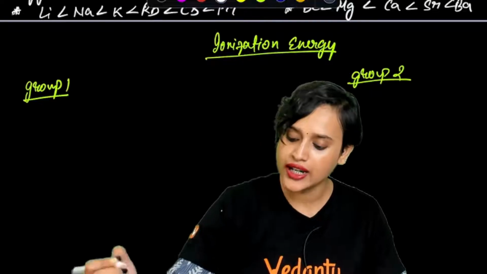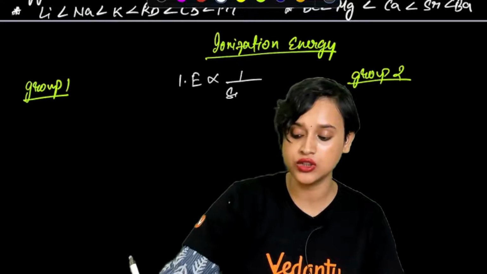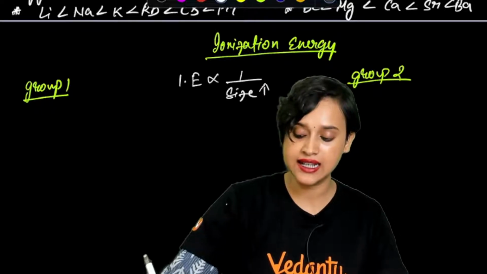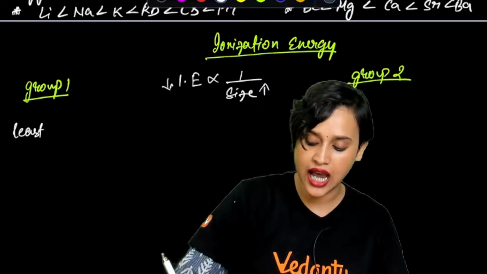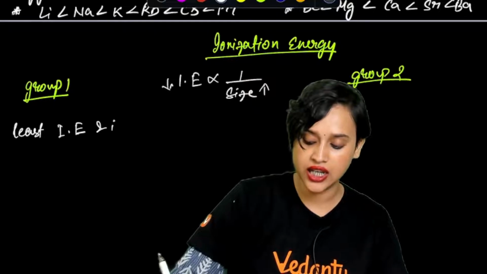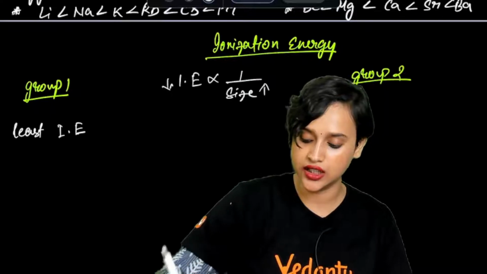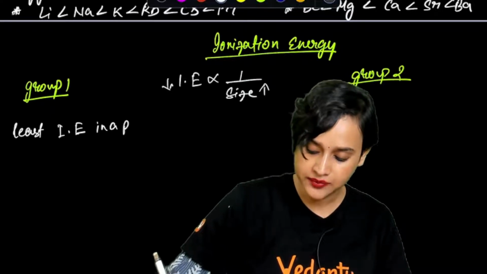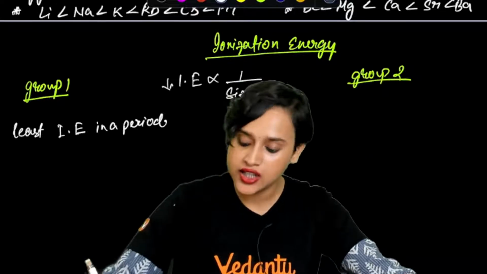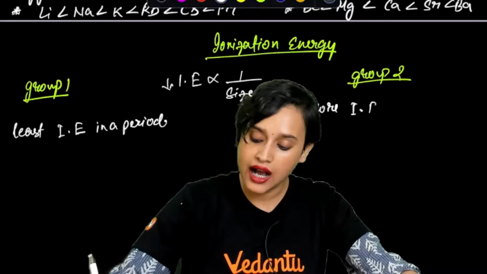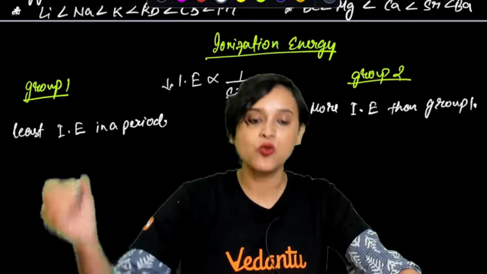Don't we know already that ionization energy is inversely proportional to the size? That means if size increases, ionization energy decreases. So here they will have the least ionization energy in a period. What did I say? Least IE in a period. Group 2 will have more IE than group 1. Am I clear?